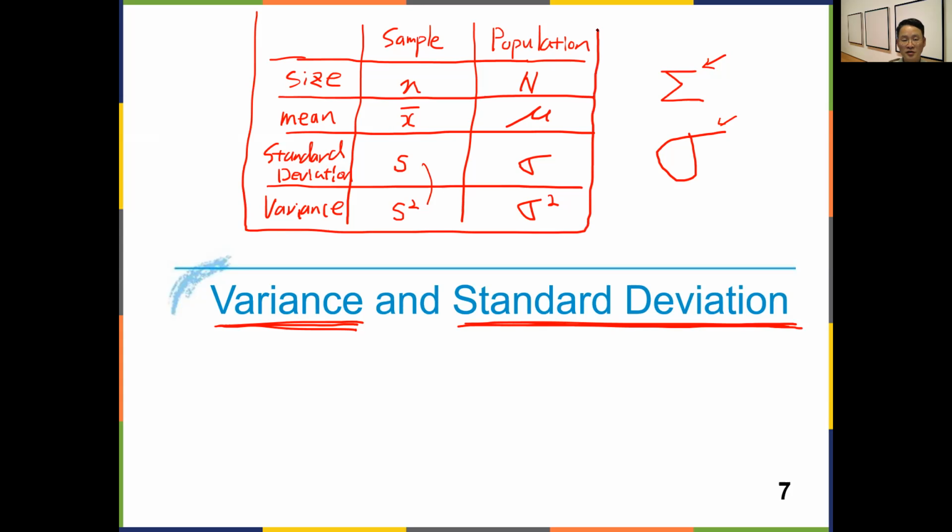This table and these 8 symbols, I want you to just memorize them, because we are going to refer to them over and over again. So whenever they say, for example, s, you know they are talking about the sample, and they are dealing with the sample standard deviation, right? So I want you to just memorize this.